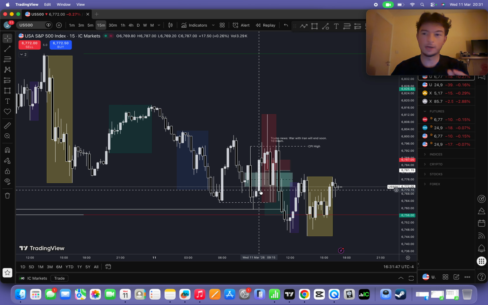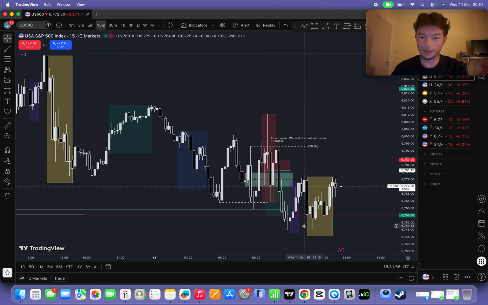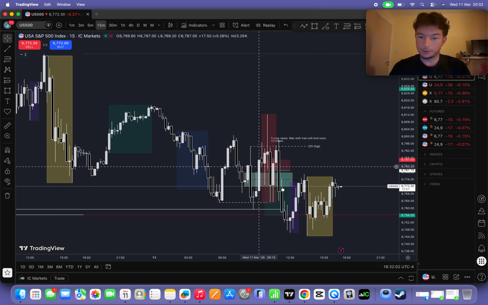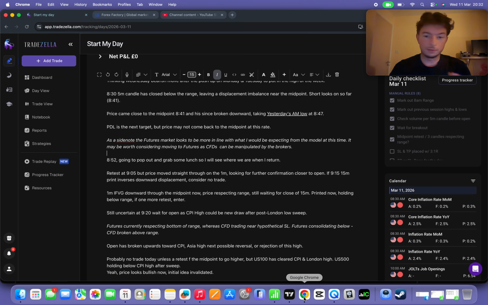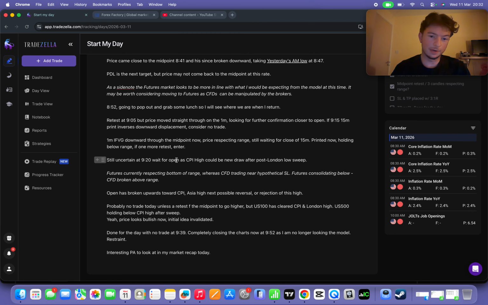But I did just want to wait until the open, because I've been caught out multiple times with the break and retest at the open, where we see a move like this take everyone out, and then it goes in the direction that we're looking at. So yeah, I held off a little bit, just waited. Price respecting range, still waiting for close 15-minute. Yeah, that's fine. Still uncertain at 9:20. Wait for open, as CPI high could be the new draw after post London low swept.